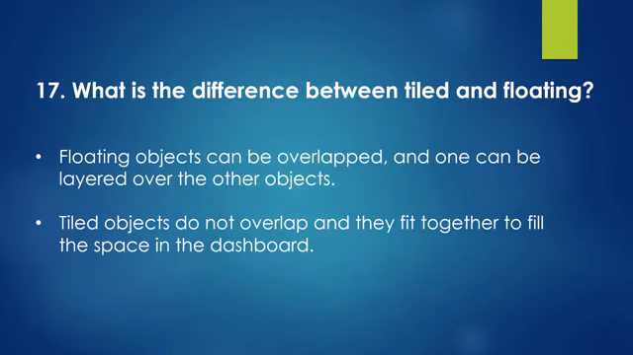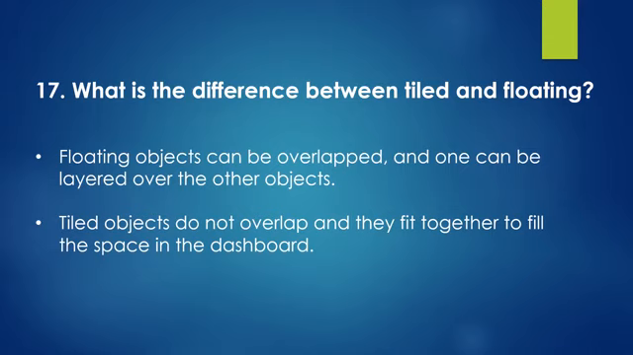Then we have, what is the difference between tiled and floating? Simply, floating objects can be overlapped and one can be layered over the other objects. This means that it's up to you to change the size of your object. Okay, so you can change the size, you can change the height, you can change the width, right? Whereas tiled objects do not overlap and they fit together to fill the space in the dashboard. So you cannot change the size manually, or, for example, have one view or one graph on another. Okay, so this is the main difference between floating and tiled objects.